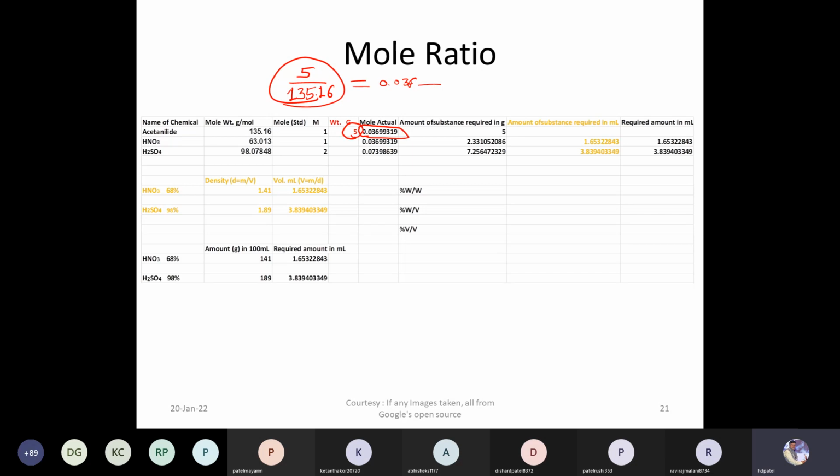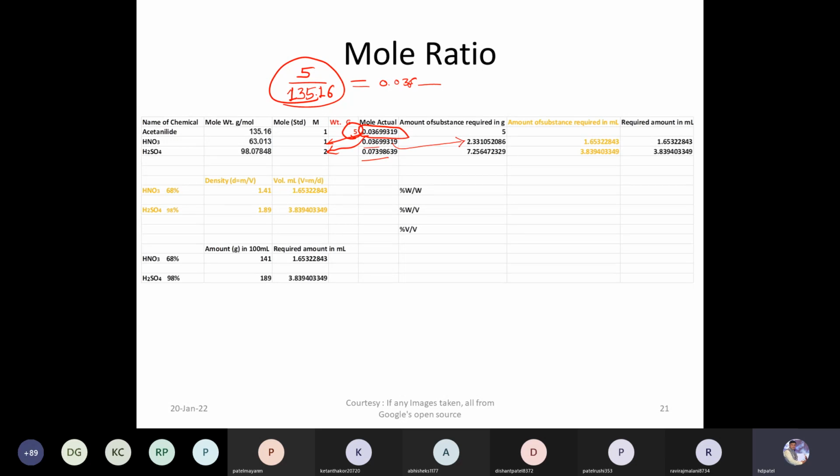Based on that, how much nitric acid is needed? So, into 1. How much sulfuric acid is needed? Into 2. So now we have these values for nitric acid and sulfuric acid. Both nitric acid and sulfuric acid are in liquid form, so we cannot measure the weight directly. From the mole we have to convert it into weight. So how can we convert?